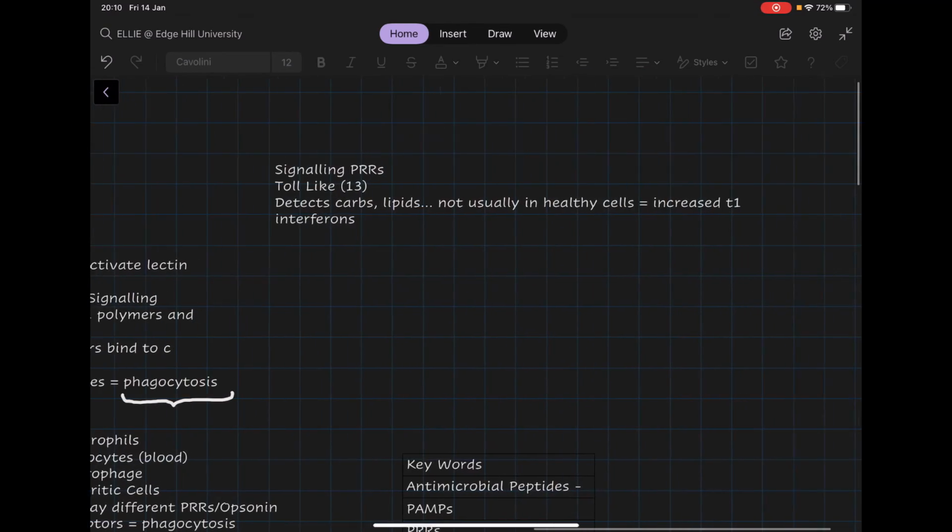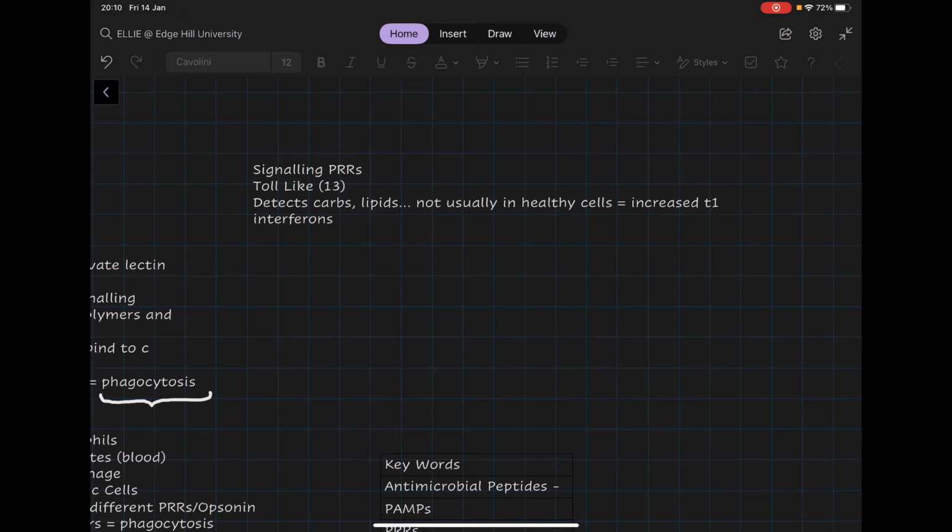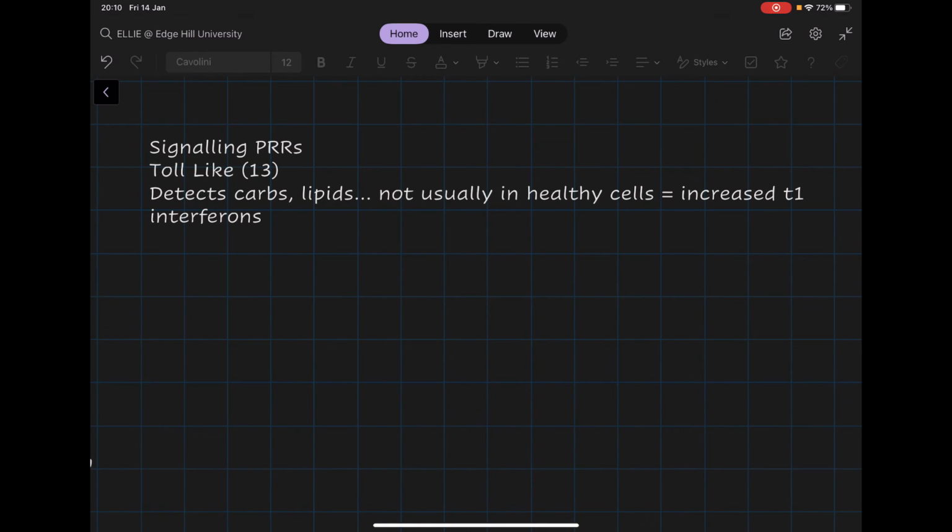The other type, which is signalling PRRs, an example being toll-like receptors, these detect carbohydrates and lipids that are not usually present in healthy human cells, and they then increase the release of type 1 interferons.